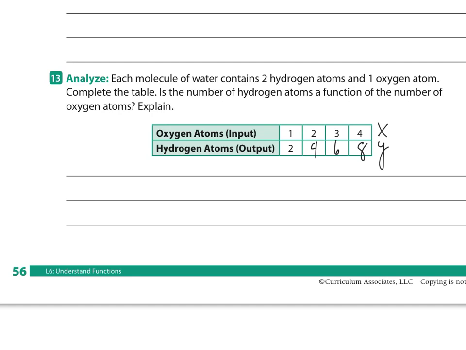It says, is the number of hydrogen atoms a function of the number of oxygen atoms? Absolutely, right? If we think about this in terms of a function rule we could write, we'd have y equals 2x. And clearly this one's a function. Every input has a unique output or its own output. We see that through this table.